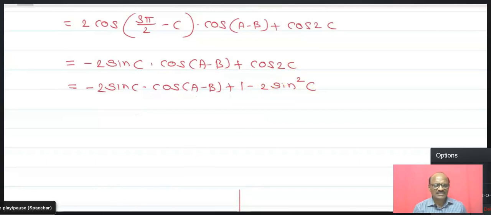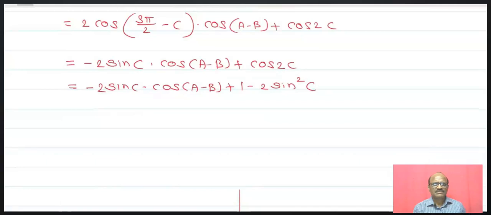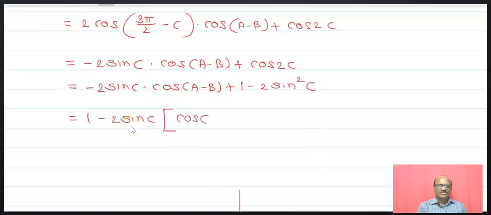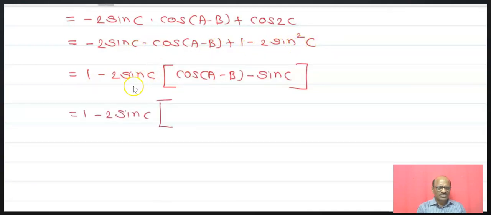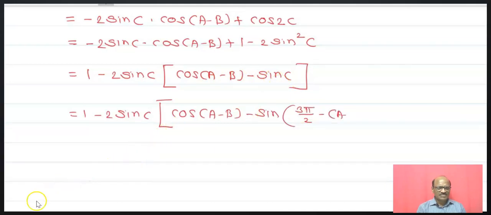Now, see this here. This is 1. We have taken this up. Minus 2 sin C cos of A minus B minus 2 sin square C. These two terms we take minus 2 sin C as common. Then in bracket cos of A minus B, and the sin C is again written as 3 pi by 2 minus in bracket A plus B.